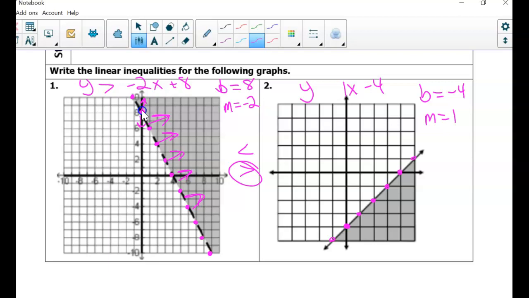Because it's a solid line, it has to be less than or equal to or greater than or equal to. Has to be one of those two. We have to decide which one it is. Again, if you go to your y-intercept and draw your arrows, you'll be able to see which one it is. So this one matches the below. So this would be less than or equal to. So y is less than or equal to 1x minus 4 would be our answer for that one.